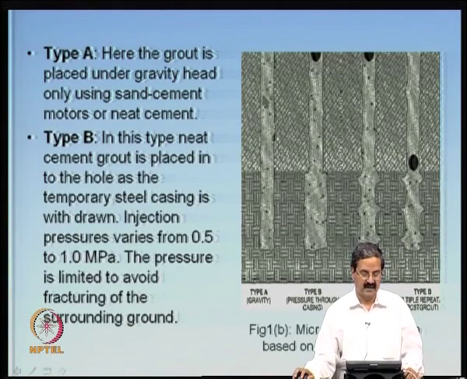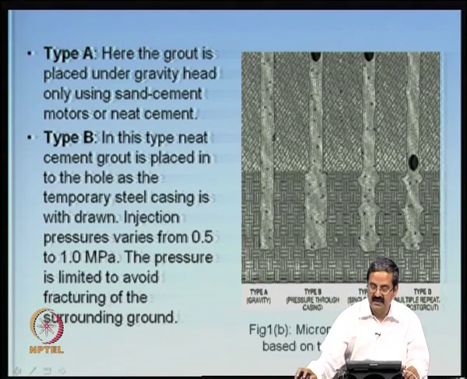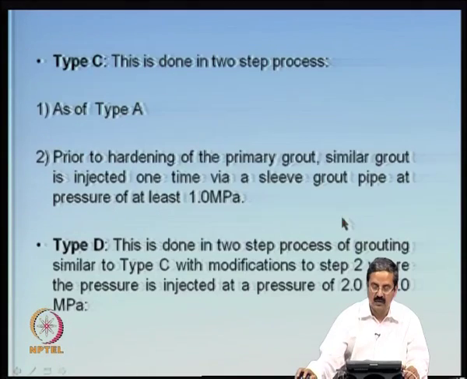What we are trying to do here is create these columns of grout. So, here the grout is called type A. Here it is placed under gravity head only, using sand cement mortars or neat cement. Type B is where we have some sort of pressure: we try to remove the casing also and then apply some pressure, and the pressure is controlled so that it does not break the existing rock.